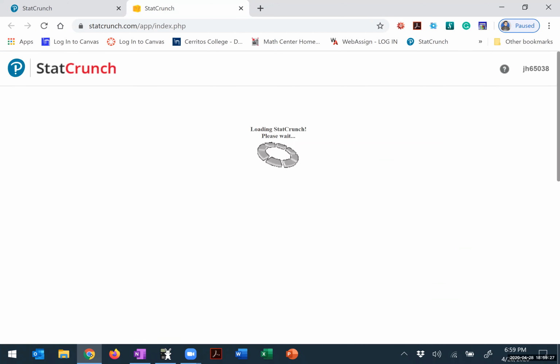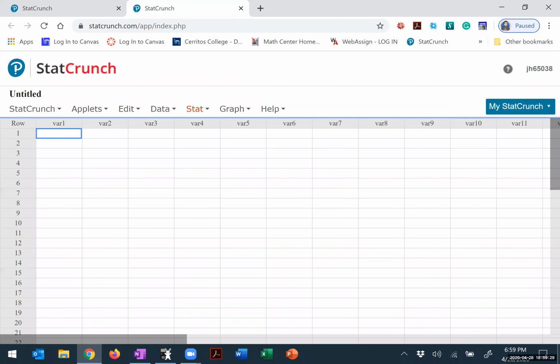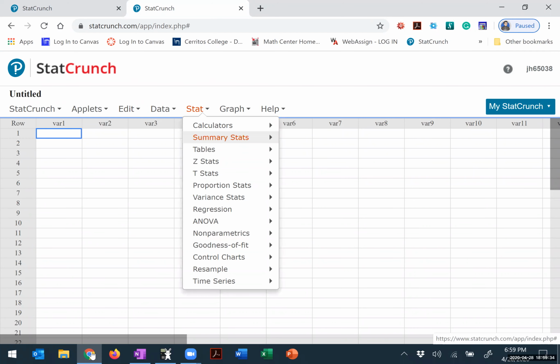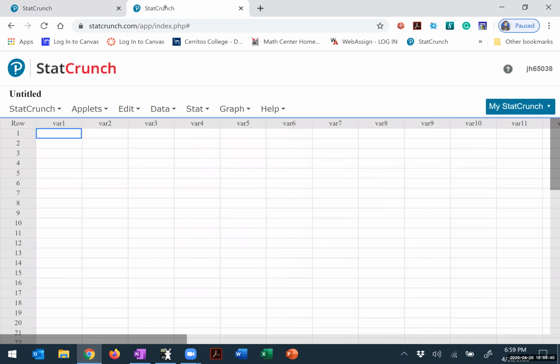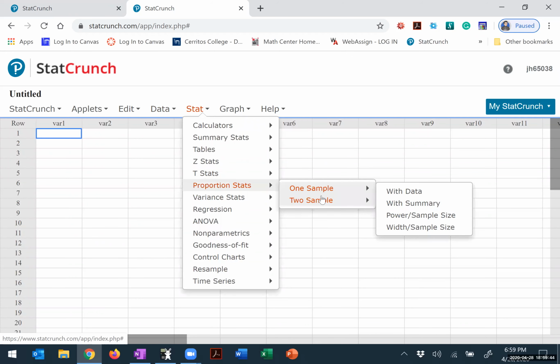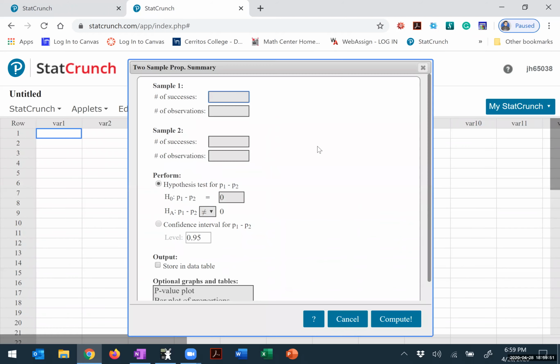Okay, so we want to go to Stat. And I want to go to summary stats, I believe. No, proportion stats. Sorry, proportions, right? And we want to go to two sample this time because we're talking about proportions. Okay, two sample, and then this is with summary.